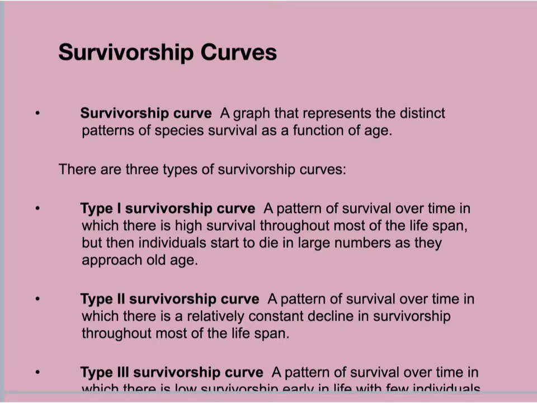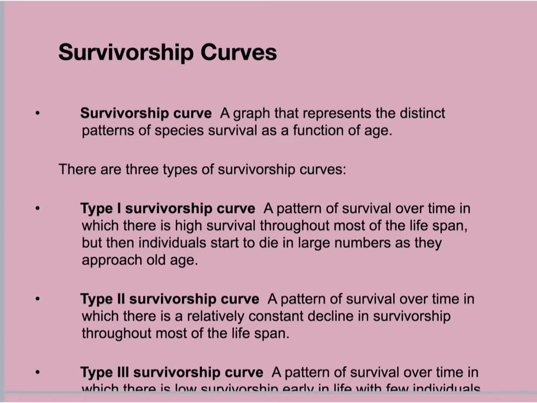So a type 1 survivorship curve has the highest survival throughout most of the lifespan. But when individuals start to die in large numbers as they approach old age, then the species with a type 1 curve we include in the K-selected species. So these are things like elephants and whales and even humans.